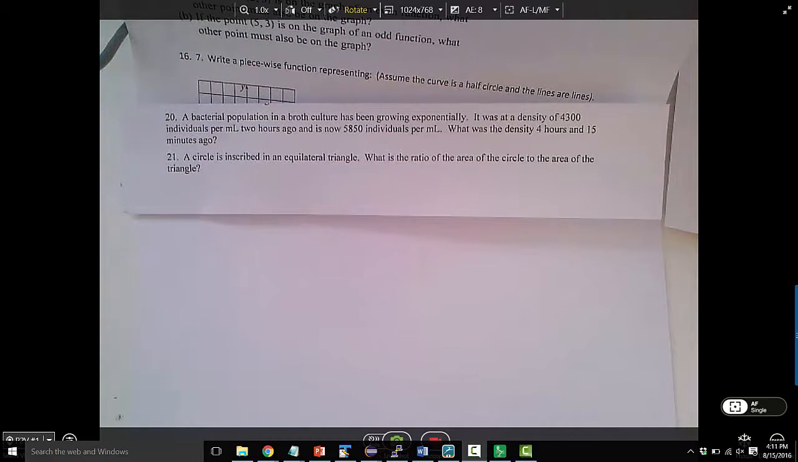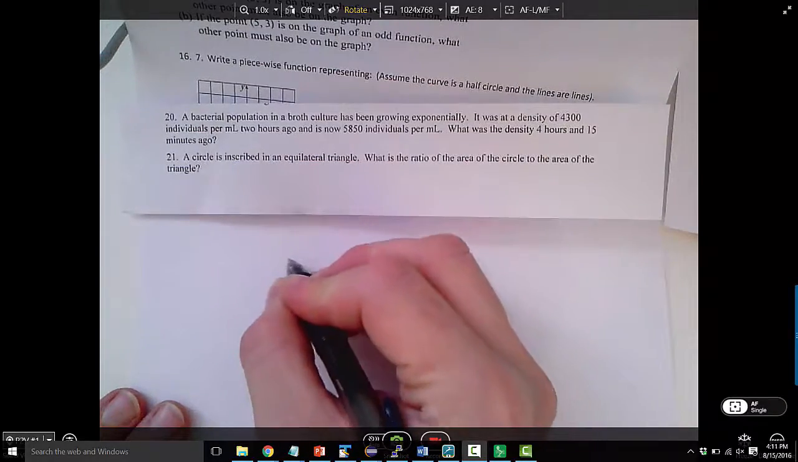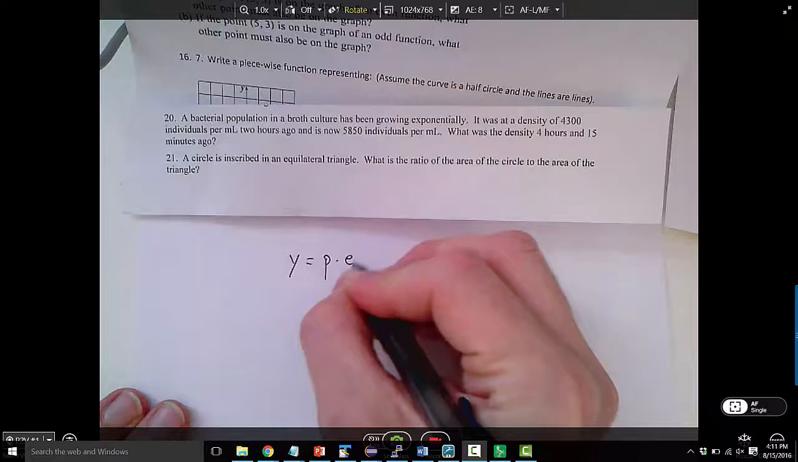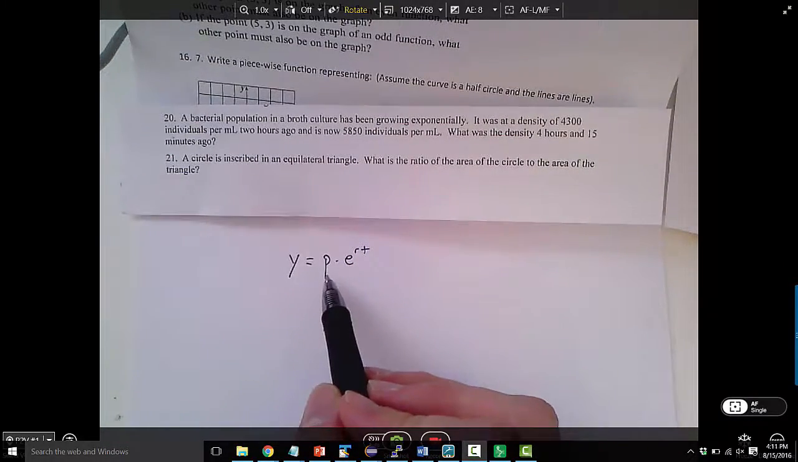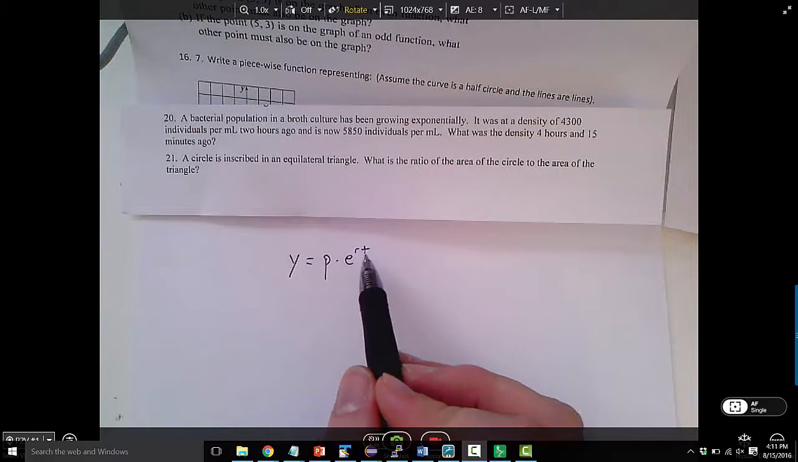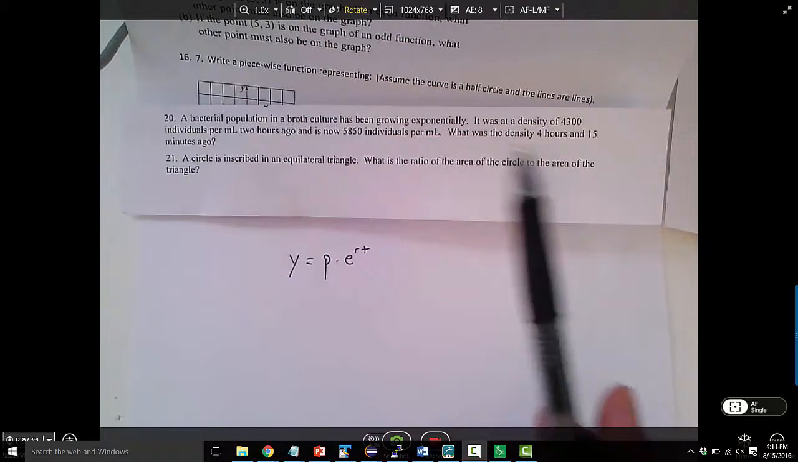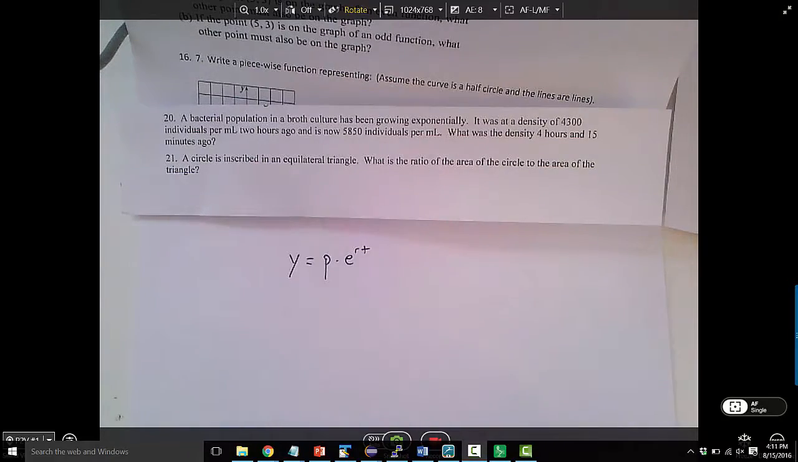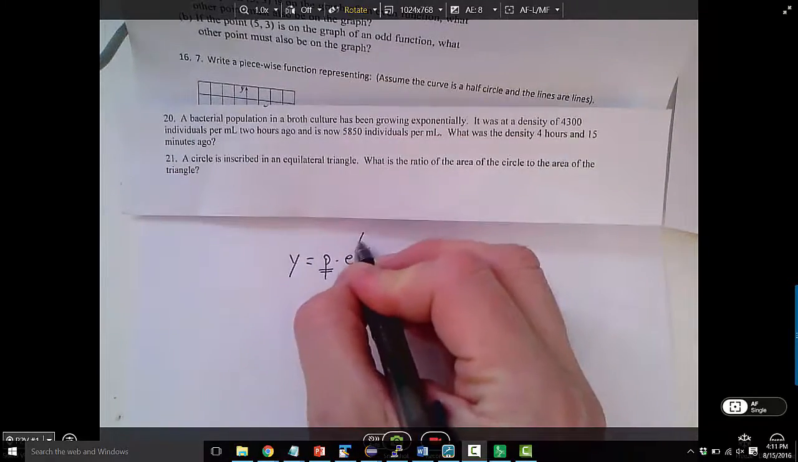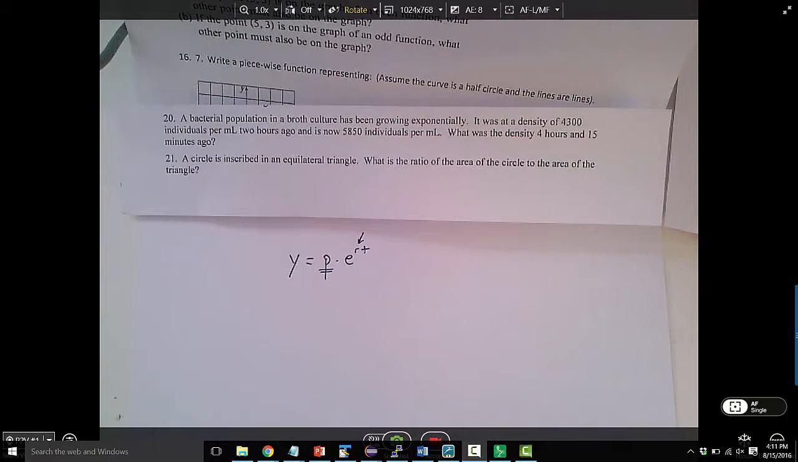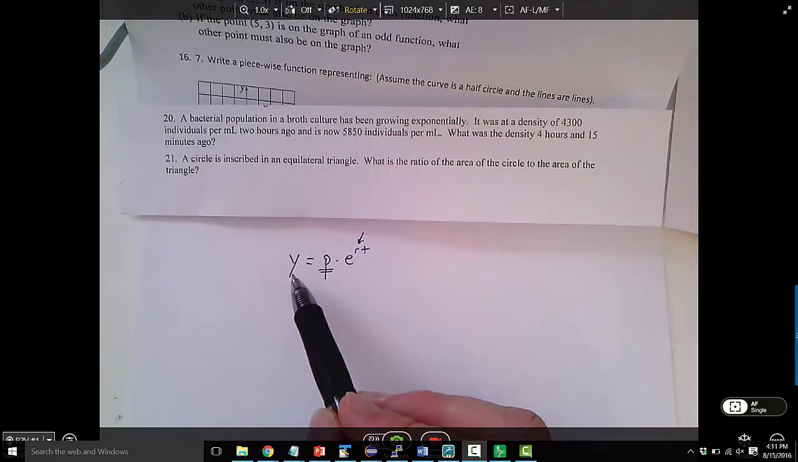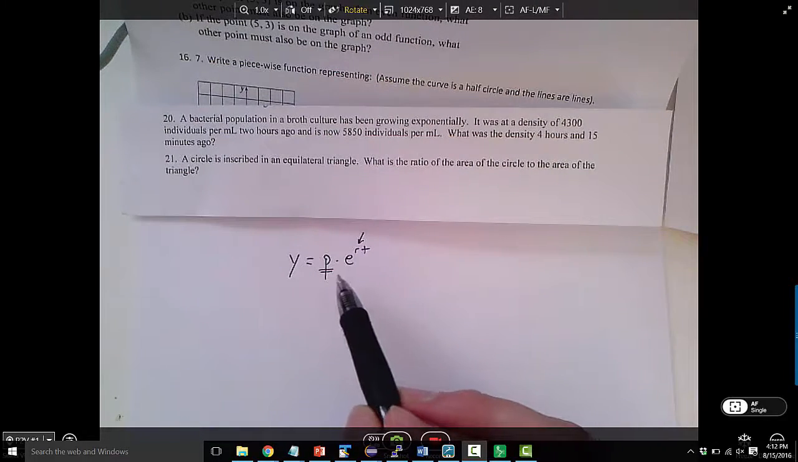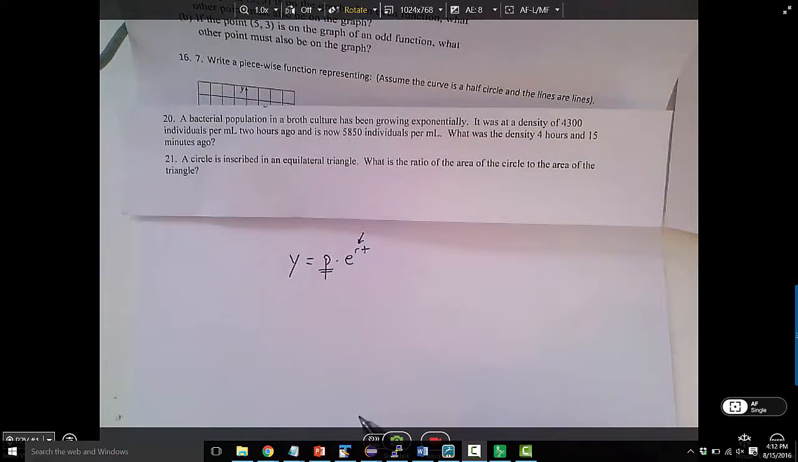So here's what we know. It says that it is growing exponentially. So the general model for exponential growth is y = P e^(rt), where y is whatever it is that's growing, P is the initial size of the thing, r is the growth rate, and t is time. We need some way of getting the information in here so we can solve for these two parts. Because if we knew what P and r were, then we would have an equation where you could just plug in time and get out the density, what you want. So our new goal is to figure out what P and r are.